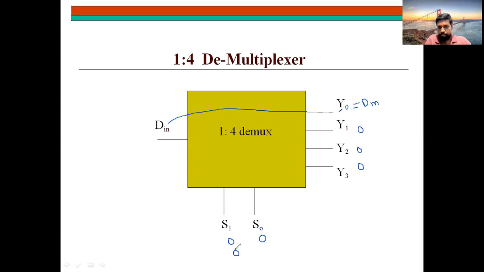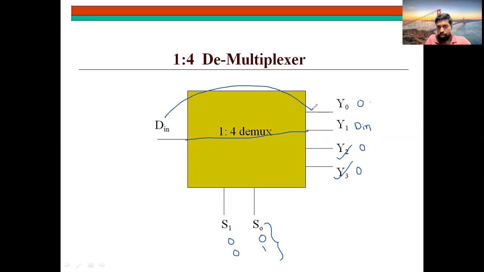But for the second combination, 0, 1, what will you get? Din will link to the second output line. The first one will be 0, the third one will be 0, and this one will be 0. You will get Din here, because we are now in the second combination. Likewise, for the third combination, you get Din here, and for the fourth combination, you get Din here. So for each and every combination of S0 and S1, Din will go and lie on any one among these four.